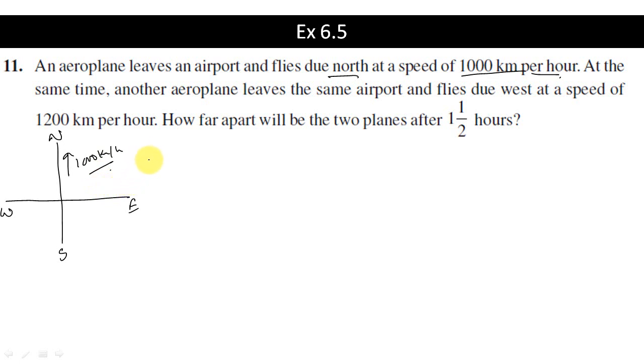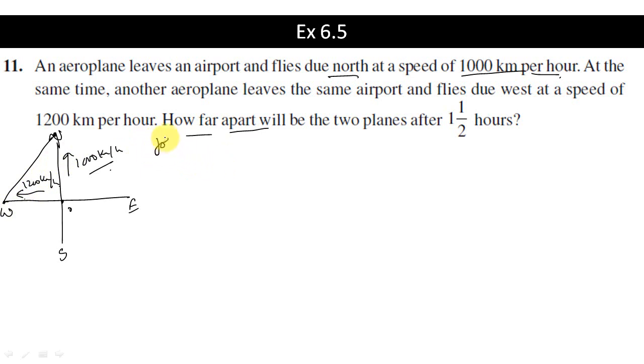At the same time, another plane leaves the same airport and flies due west. So another plane is flying due west at a speed of 1200 km per hour. How far apart will be the two planes after 1.5 hours? So in 1.5 hours, this plane will travel a certain distance and this plane will also travel some distance, so we'll have to find the distance between the two planes after 1.5 hours.